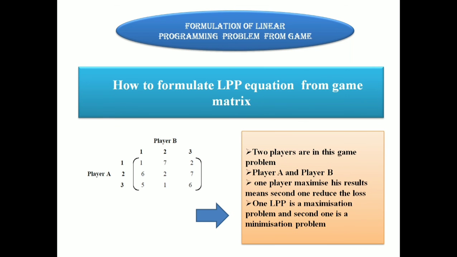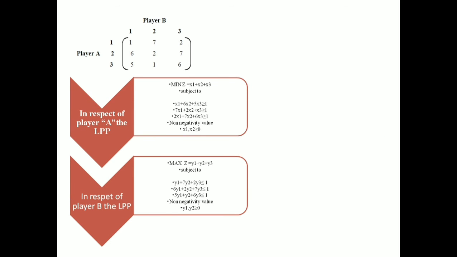Here, 2 players are in this game, player A and player B. One player maximizes the result, which means the second player reduces the loss. You have to formulate the LPP. Here we have two situations: one LPP is the maximization problem, and the other is the minimization problem. You have to formulate two LPPs from the part of the two players. Let us see these two LPPs.